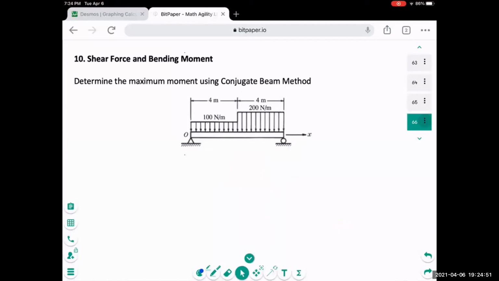So again, we need to determine in problem number 10 the maximum moment using this method, which is called the conjugate beam method. Let's go back to DJ's whiteboard again. Actually, we have a typographical error here. It's not actually maximum moment, sorry. It's actually the maximum deflection using the conjugate beam method.